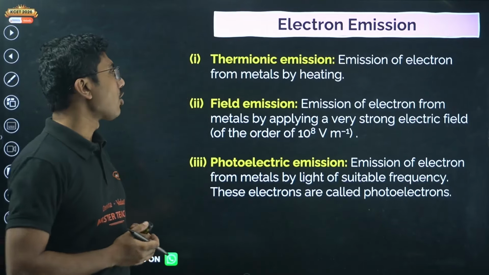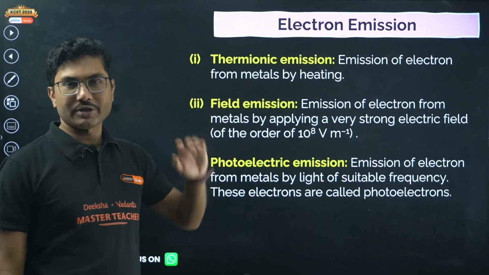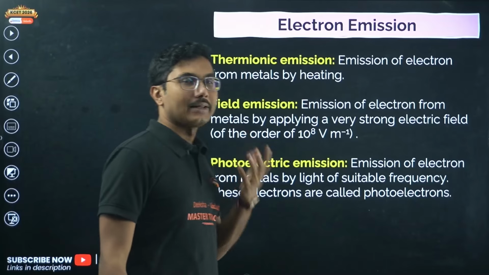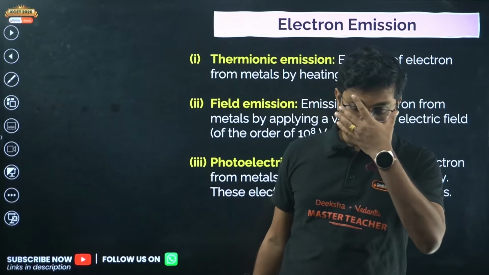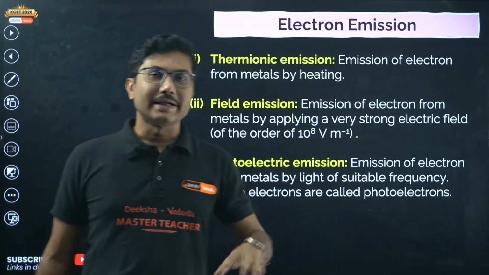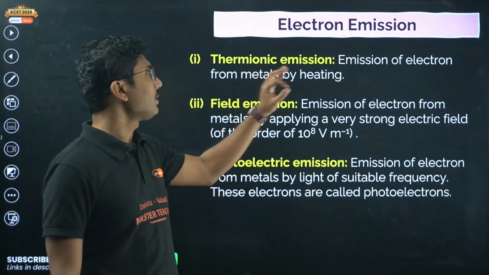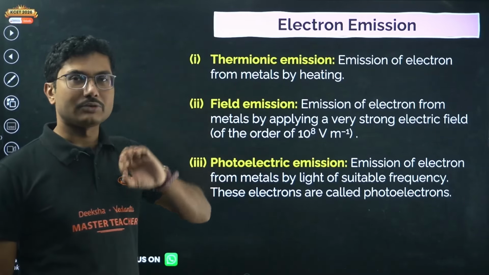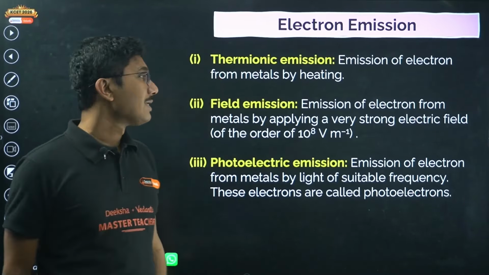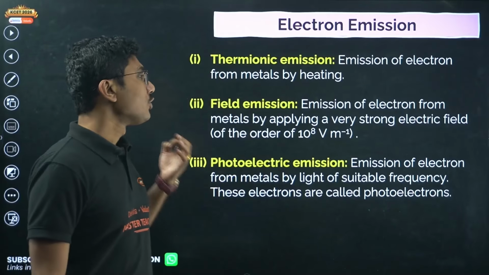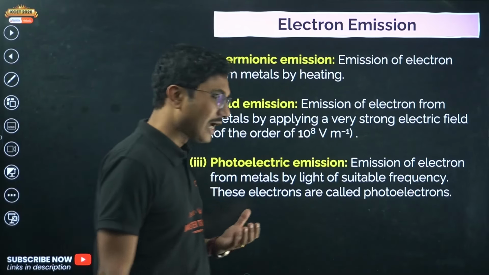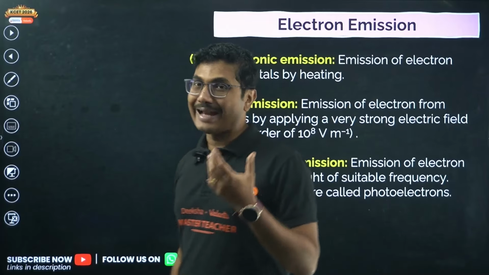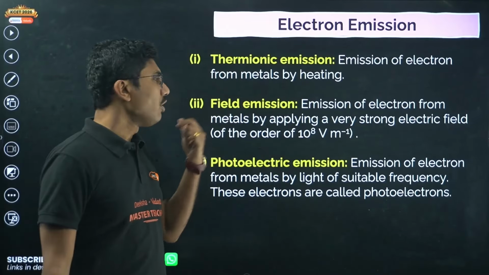The three common methods are thermionic emission. Thermionic emission means you are heating the metal and the metal is emitting the electron, okay? Because the energy of the electron is so high that the electron is coming out of the metal. So this is called thermionic emission, one of the oldest methods, through which many experiments were performed. Second method is field emission. So field emission is when you apply a very high electric field and electrons come out of the metal and become free. So that is also called field emission.